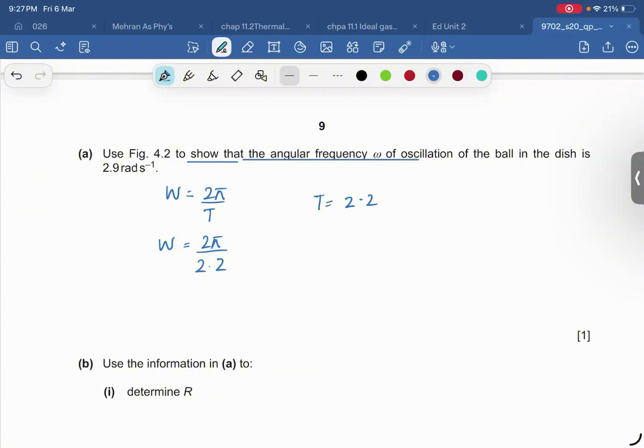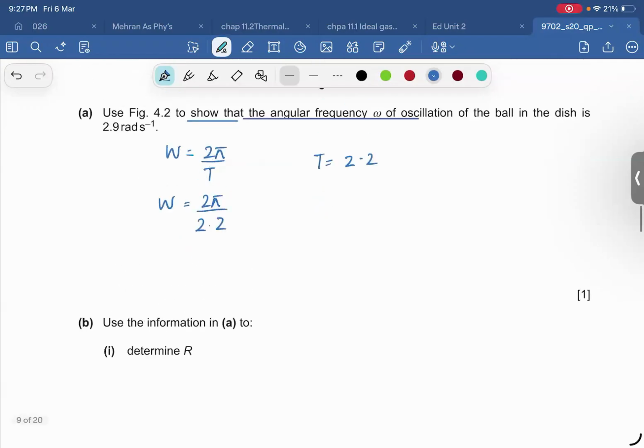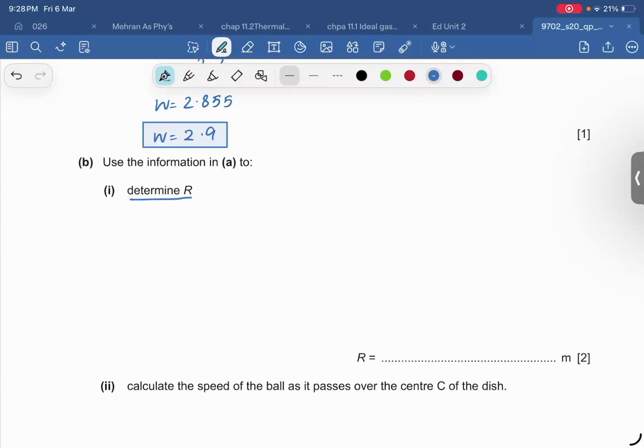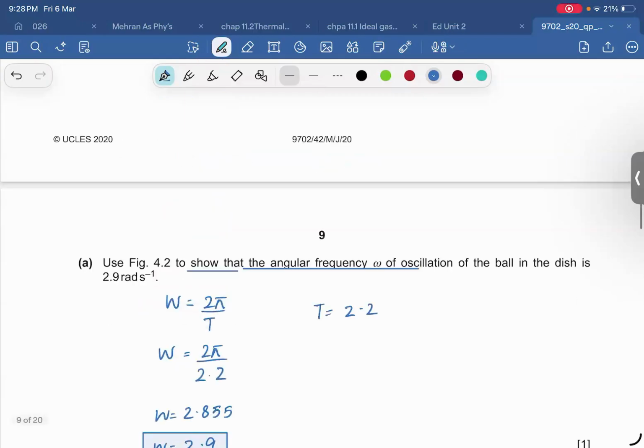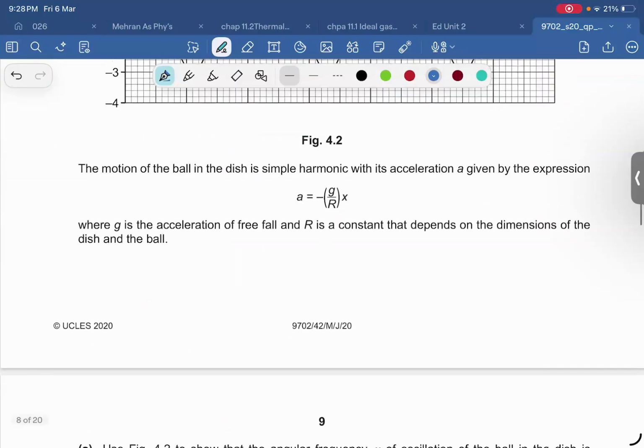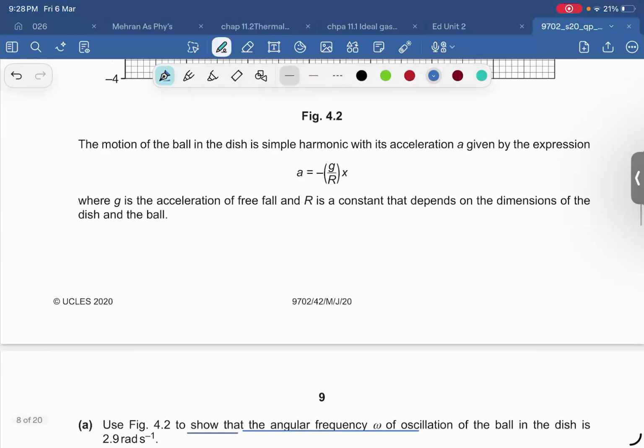What's the answer? It is 2.855. Okay, but you have to give it as 2.9, so just 2.9, and that's omega. Okay, now they're saying determine R. Yes, Migdad, can you tell me any idea or any concept of how we can find out this R?